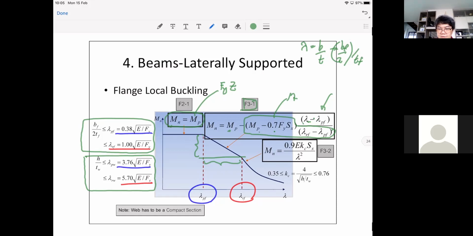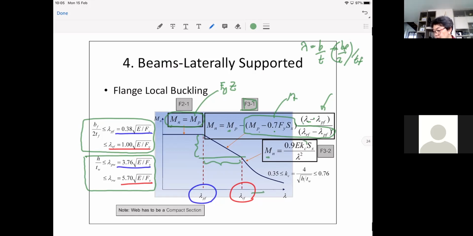Okay, so if you investigate your section correctly, you can identify them correctly, that should not be a problem. Okay, and again, let me finish this even though we don't have this, but anyway, if the slenderness ratio exceeds lambda r, your nominal moment can be calculated from this formula.